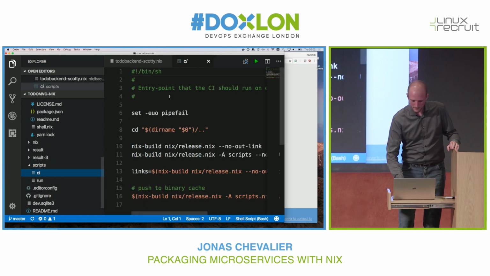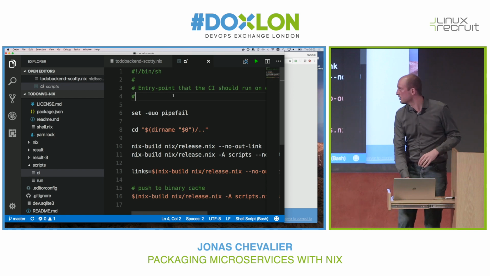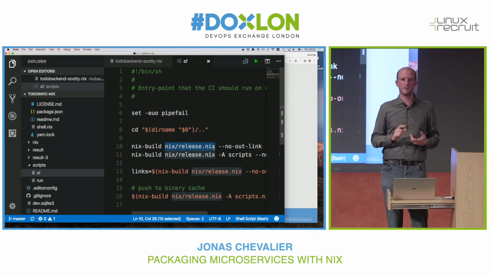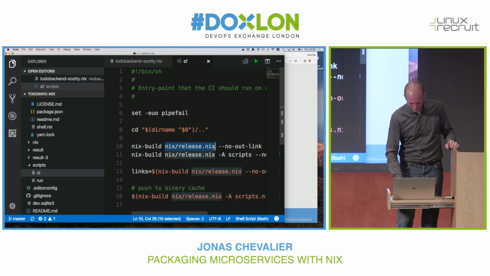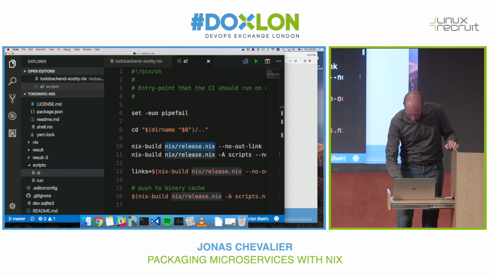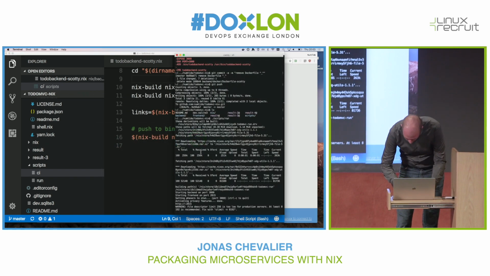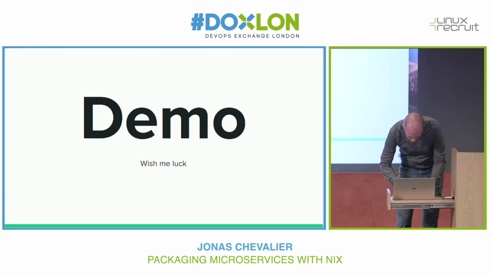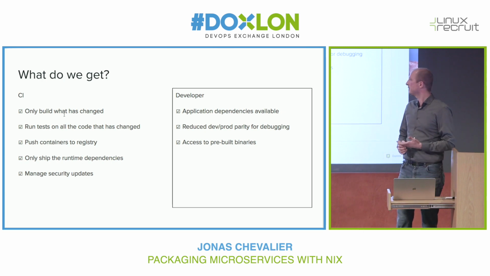If you have a CI like Jenkins or whatever, you just execute this file, and this builds the release. We get all of the front-end, back-end, the Docker images and everything, and then we can push them to the registry. So yeah, we get all of this for free.